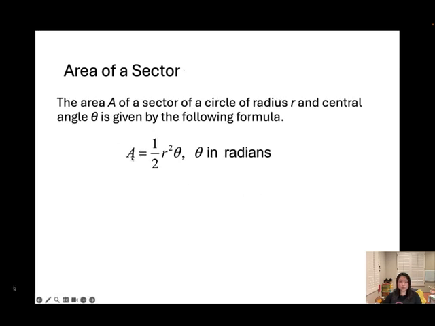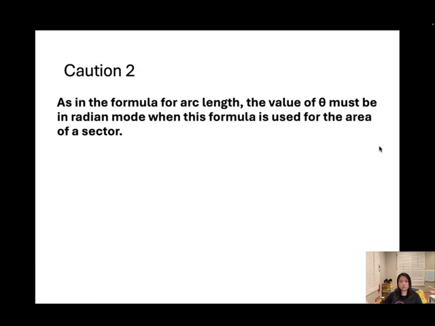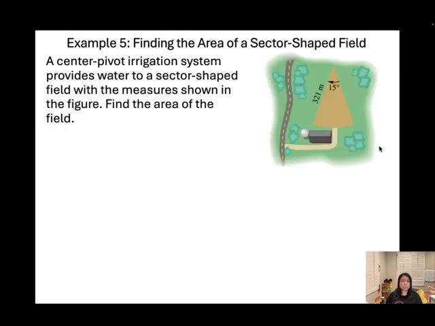Formula: area equal to 1/2 r squared theta. And again, this theta will be in radians. Okay, in the formula for the arc length, the value of theta must be in radians. So same idea for the area of a sector. Make sure you convert your angle from degrees to radians. Okay, try this example.